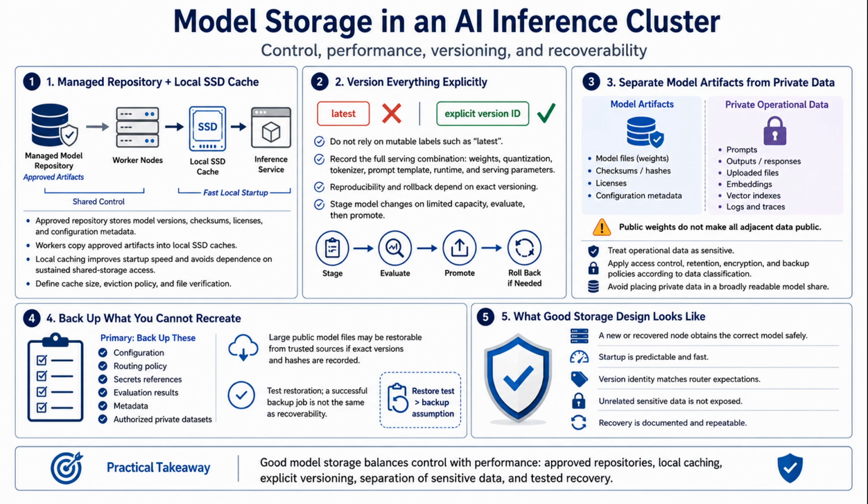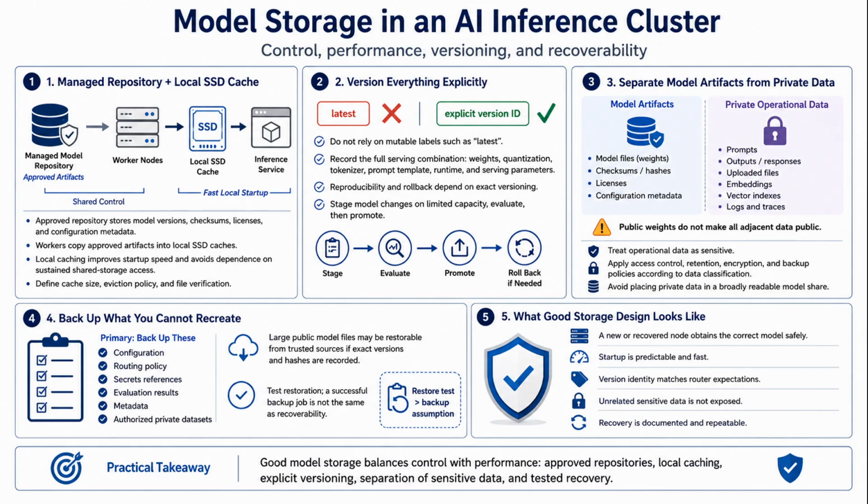Model storage should balance control with startup performance. A managed repository can hold approved model versions, checksums, licenses, and configuration metadata. Workers can copy approved artifacts into local SSD caches, so inference does not depend on sustained access to shared storage. Define cache size, eviction policy, and how a worker verifies that its local copy matches the version advertised to the router. Use explicit version identifiers rather than mutable labels such as latest.